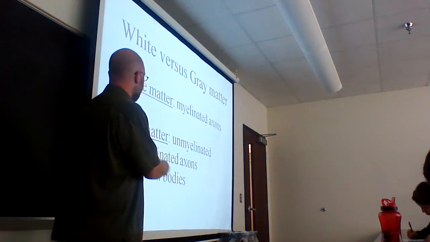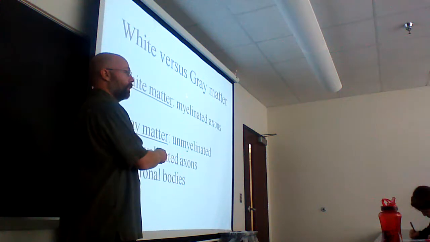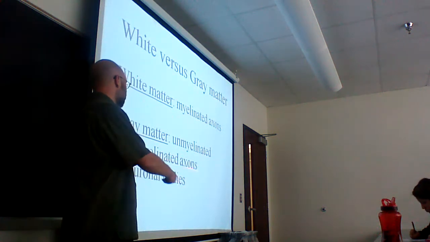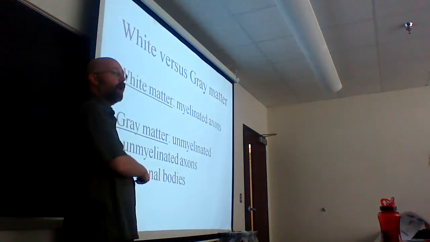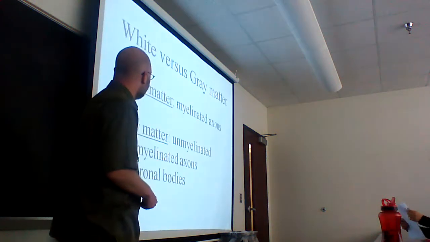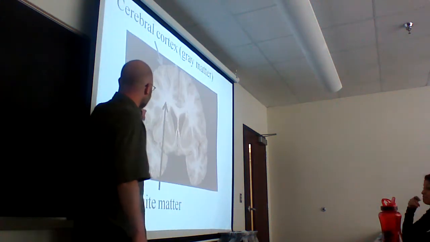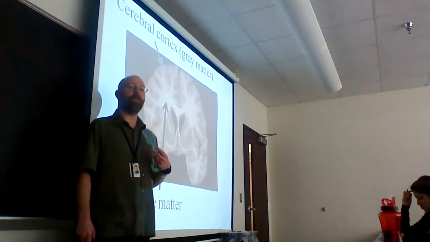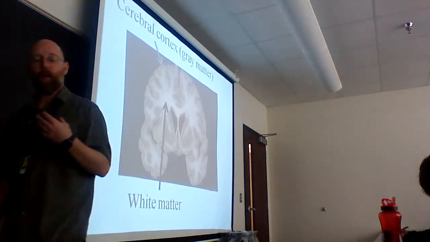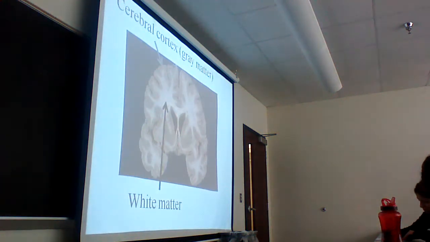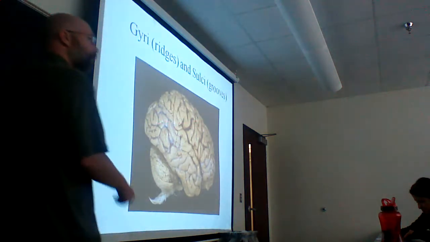Right? White matter, myelinated axons. The gray matter, unmyelinated axons, but more importantly, the bodies of the neurons are usually located within the gray matter as well. So what that means is that the more gray matter you have, the more neurons you have. The more neurons you have, the more connections you can make, the better able your brain is to function. Right? So what are the benefits of having a wrinkly mess?